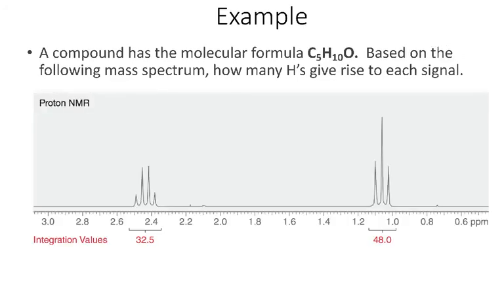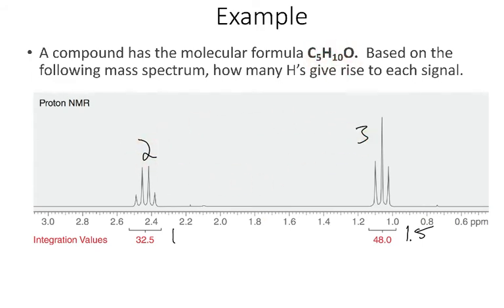All right, now we have 2 peaks, so we'll do the same thing. We'll divide both numbers by 32.5, and when I do that, I get 1 and 1.5. Of course, we don't like fractions of protons. So to get rid of the half, we'll multiply them both by 2. So I think what I have for this peak is a relative number of 2. For this peak, I have a relative number of 3. Now I compare that to the formula. This is H10. I've only accounted for 5 of the protons.